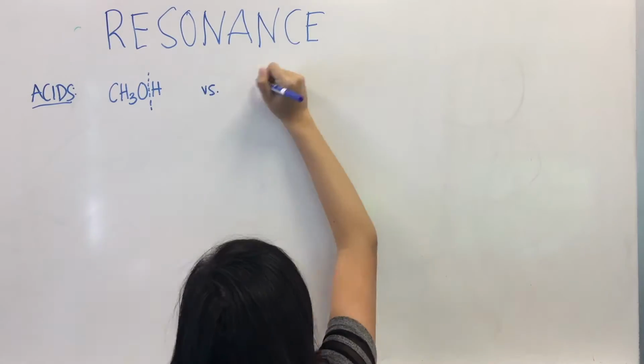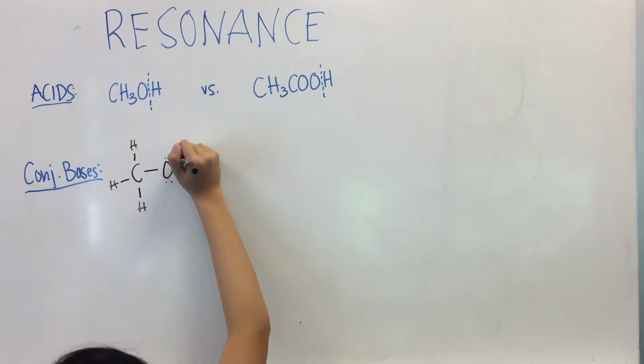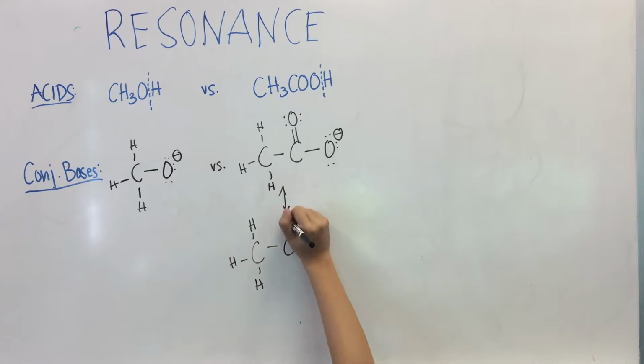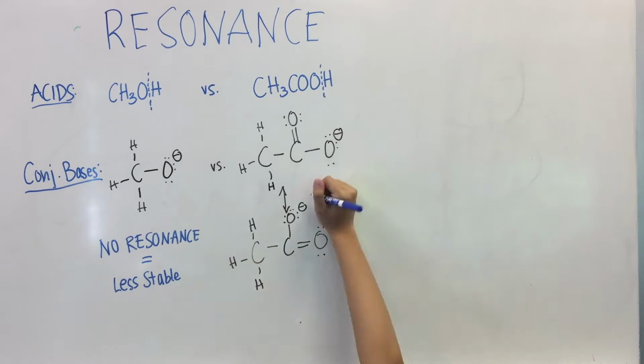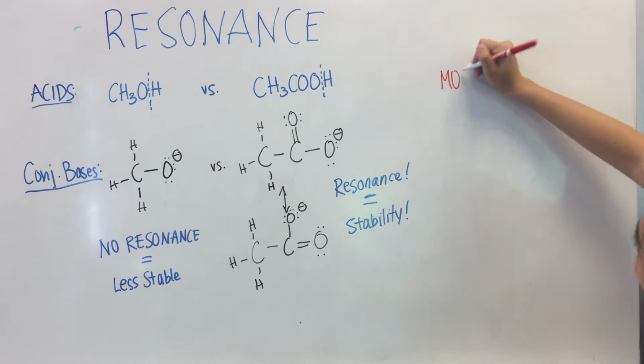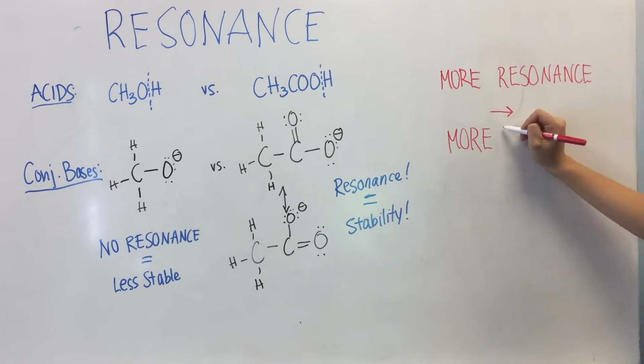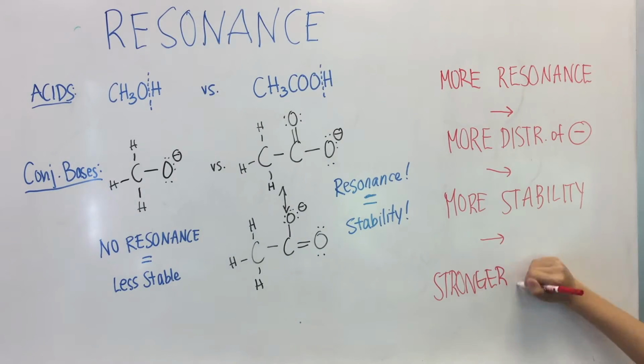Resonance is next. If the conjugate base has more resonance structures, then it can better share the negative charge, making the base more stable and less reactive. More resonance means that the molecule is a more stable base, meaning that its conjugate acid is stronger.